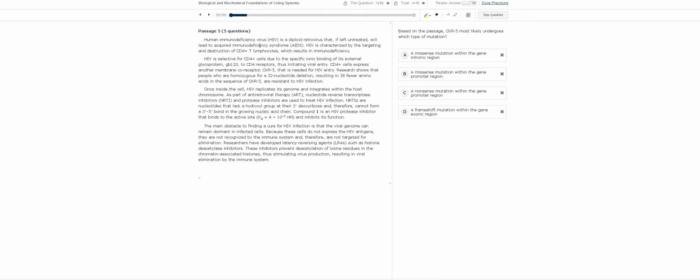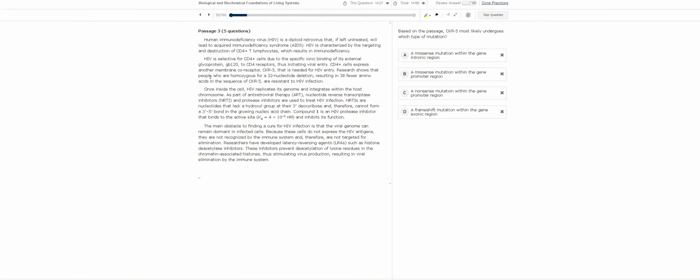Human immunodeficiency virus, or HIV, is a diploid retrovirus that, if left untreated, will lead to acquired immunodeficiency syndrome, or AIDS. HIV is characterized by the targeting and destruction of CD4 plus T lymphocytes, which results in immunodeficiency. HIV is selective for CD4 plus cells due to the specific ionic binding of its external glycoprotein, GP120, to CD4 receptors, thus initiating viral entry. CD4 cells express another membrane co-receptor, known as CCR5, that is needed for HIV entry.